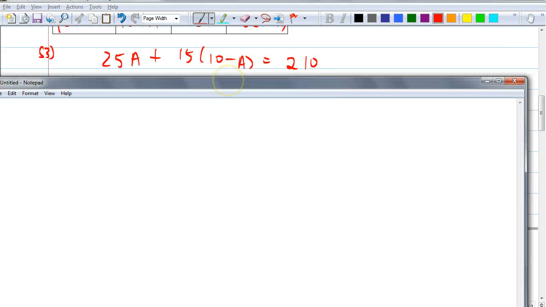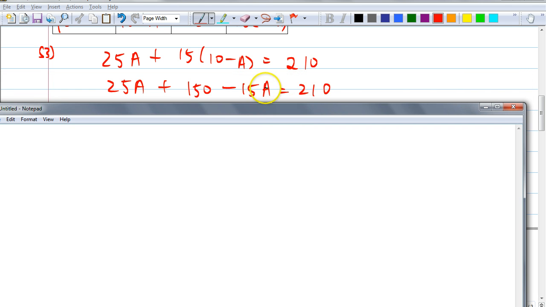Here we go. Somebody tell me what to write as the next step here. Matthew, tell me what to write. Good. We distribute 15. 25A plus 150 minus 15A. Good. Did you all get 15A over here? You got to distribute 15 to both of the terms, right? There are 2 terms inside the parentheses. Right, guys? All right, then of course, should we simplify the left side first, Tajwar?